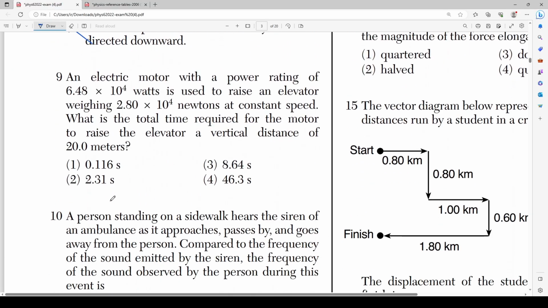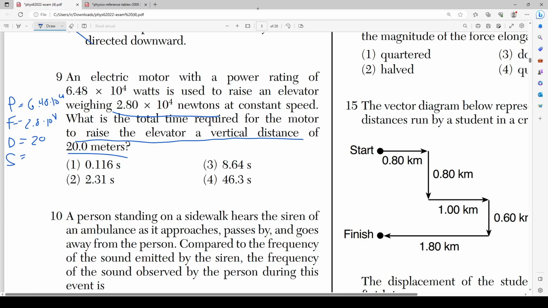Number 9 says an electric motor with a power rating of 6.48 times 10 to the power 4 watts is used to raise an elevator weighing 2.8 times 10 to the 4 newtons, right? Well, anytime you see a newton, that's dealing with force. So I'm just going to write down that I have force, or F, and it's at a constant speed. It's asking us what is the total time required for the motor to raise the elevator a vertical distance of 20 meters. And I'm also given D, 20 meters, and I'm trying to find T.